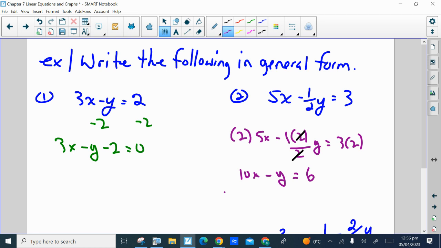Are we done, Olivia? Why not? Got to make it equal to 0. Because the x term is positive, we're going to leave it on the left side. That means the y will stay on the left side. We'll just bring the 6 over by subtracting it from both sides. And remember the order, x term, then y term, then number equals 0. So now it's done.